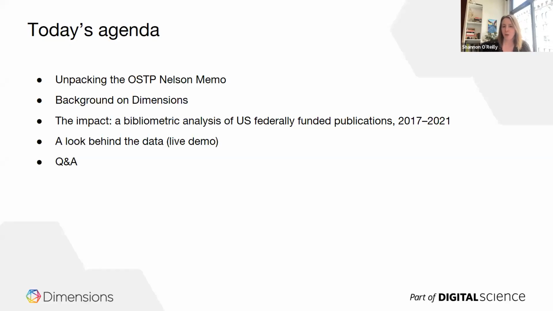I want to provide a quick look at the agenda for today. I'll start by unpacking the recent OSTP Nelson memo and provide background on Dimensions, which was the main data source for our next bullet point, the impact of the OSTP memo, a bibliometric analysis of U.S. federally funded publications from 2017 to 2021. We'll then take a look behind the data with Eric, and then we'll have plenty of time for questions and answers after our presentations today.